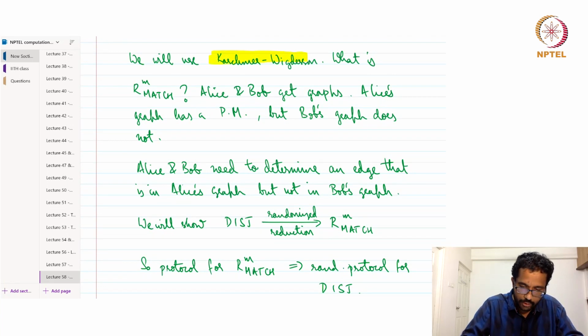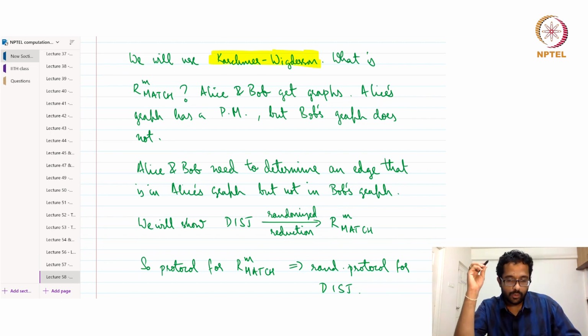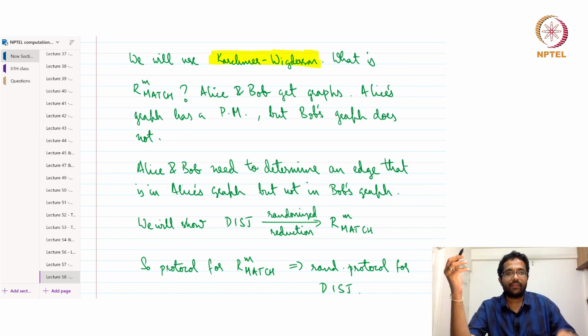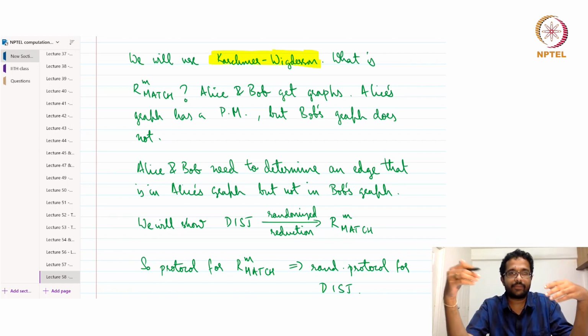So given the matching function, what is the corresponding Karchmer-Wigderson relation? One way to think of it is that Alice and Bob get vectors. Alice has a vector which outputs 1, which means this vector is a representation of a graph. Alice has a graph that has a perfect matching, because the matching function evaluates to 1. And Bob has a graph that does not have a perfect matching, so the matching function evaluates to 0.